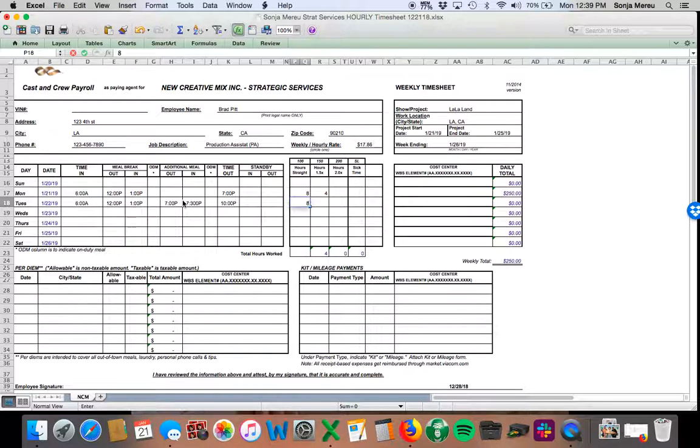So then you would say I worked 8 hours of straight time, 4 hours of double time, time and a half, equaling my 12 hours. But then since I worked an additional 2.5 hours after that, I had 2.5 hours at double time.